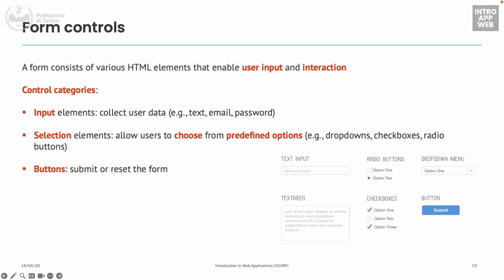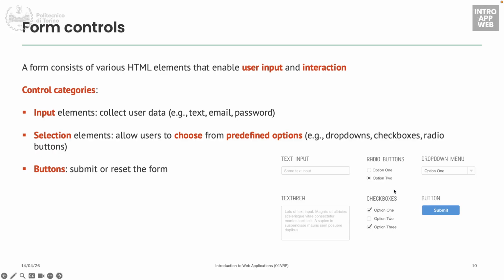Then we have the selection ones. What is the difference between the selection ones and the input ones? In the selection, we have already a predefined set of values that we can choose from. Okay, so the selection is typically the selection box, that is this one, the drop-down menu. We have the radio buttons, because in this case it is not an open value that the user can define, but a predefined set of values that the user can choose from. We have the checkboxes. So these three elements, we can set them as selection elements that enable the user to choose from predefined options.